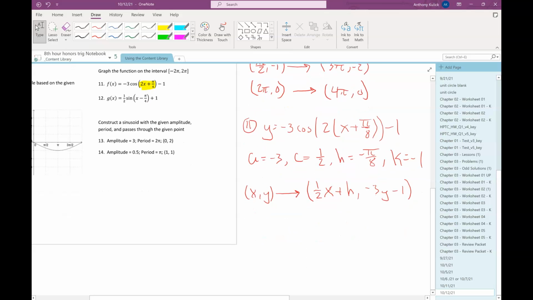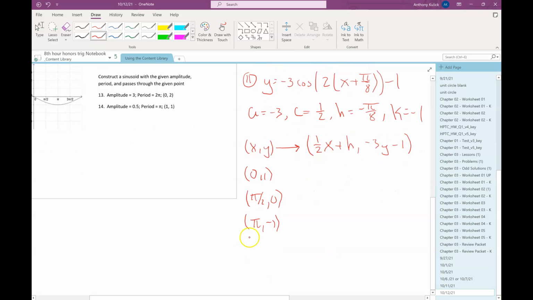And now this is a cosine function, so I'm going to use my key points from cosine, which again, I've given you in the notes, and I would give you on a test or whatever. You don't have to memorize these. I haven't memorized them because, again, huge, gigantic nerd.